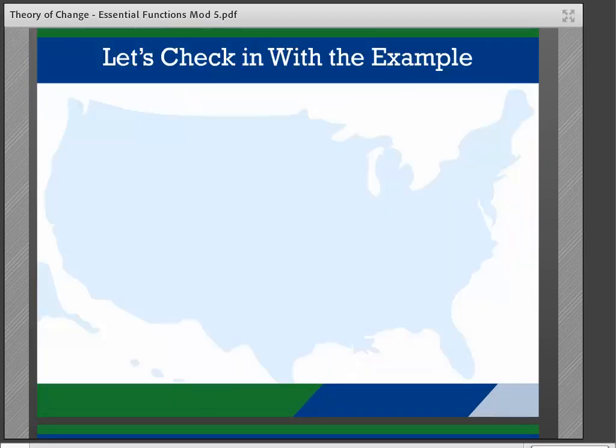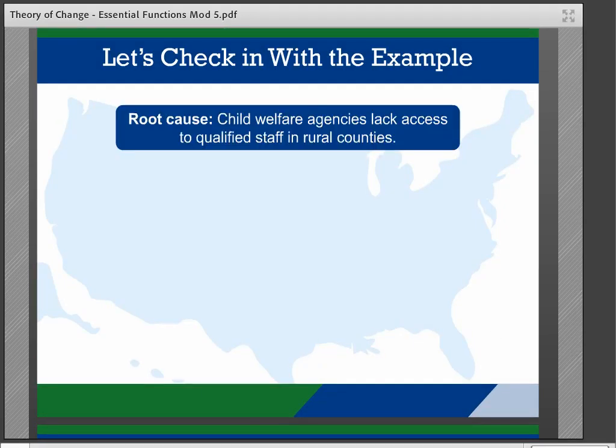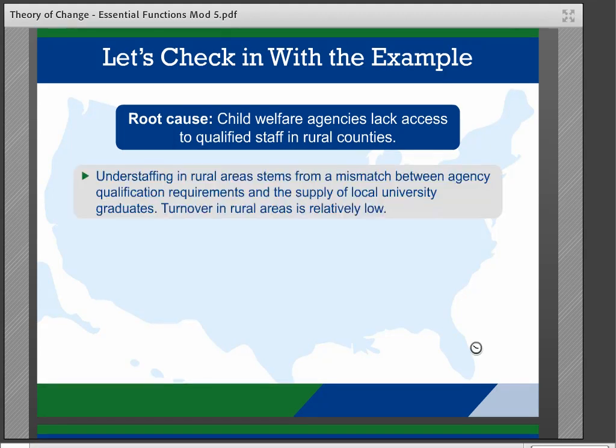Let's take a moment to check in on the example. The team has a theory of change with 2 root causes. Let's consider their assumptions for the root cause: child welfare agencies lack access to qualified staff in rural counties. The team identified the pathway of change for the root cause and outlined their assumptions, including understaffing in rural areas stems from a mismatch between agency qualification requirements and the supply of local university graduates. Turnover in rural offices is relatively low.